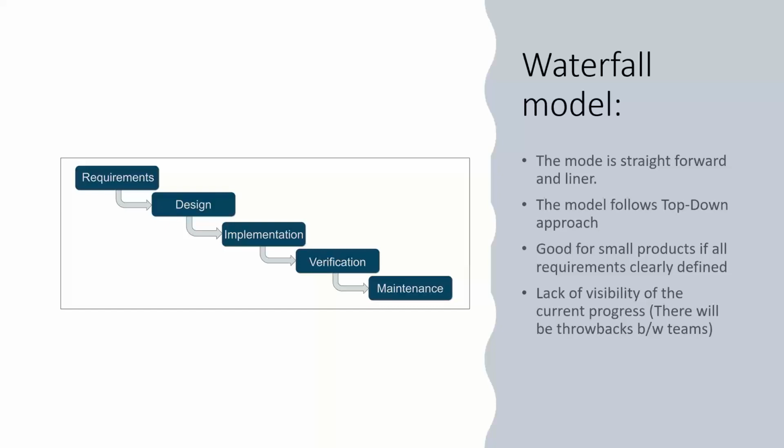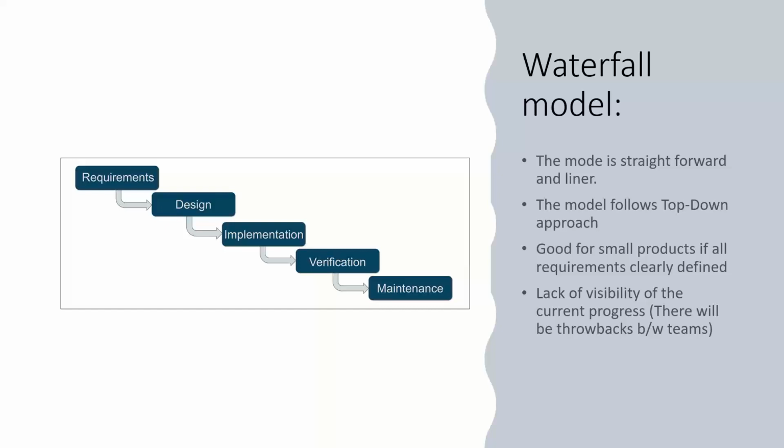So with this waterfall model, what drawbacks do we have? The lack of visibility of the progress, right? There will be throwbacks between the teams. So the requirement team may delay. Then once the requirements are done, it comes to the design, then to the implementation. So there may be a delay in the process, right? We don't know at what phase the delay is, whether at the requirement stage, design stage, or implementation stage, right? So there will be throwbacks between the teams.